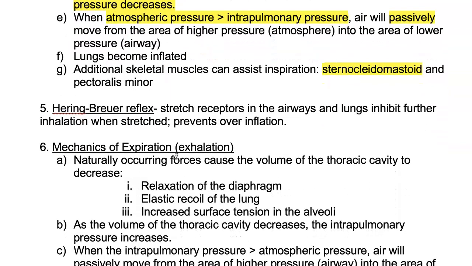There is something called the Hering-Breuer reflex, and all that means is that we have stretch receptors in the lungs that feed into the brain, so that when our lungs are inflated, it inhibits further inflation. And so we can't overstretch our lungs. You can't inhale until the alveoli pop like a balloon. That's impossible. So that reflex just prevents overinflation.